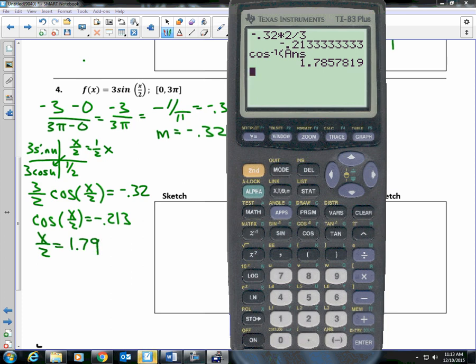Go get some brain food. Come on back. We'll finish these 2 examples. You should have about 10 minutes of work time.